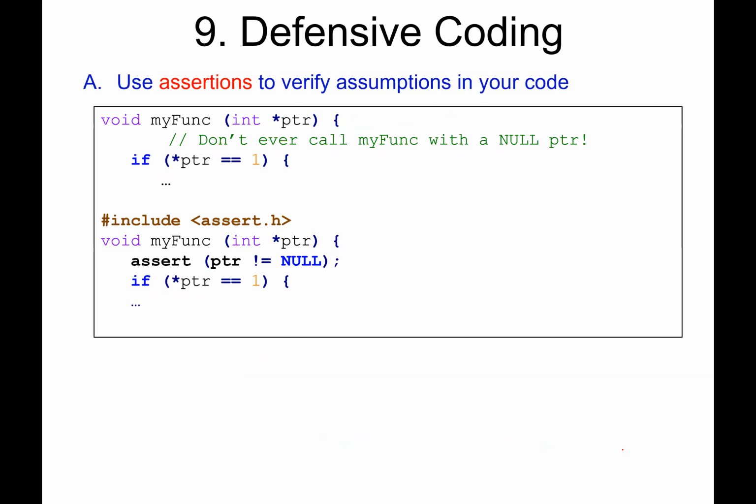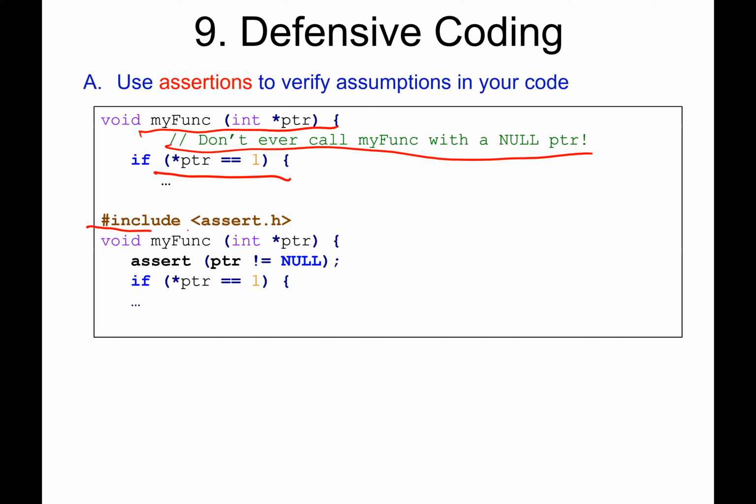A slightly more advanced technique is called defensive coding. In your code, you can write extra statements to make sure your code crashes and tells you if something weird happens. So here's a function that takes a pointer, and I put a comment in saying, don't ever call me with a null pointer, because I'm going to dereference it and check if it's equal to 1. Instead of just commenting this, I can actually test for it whenever the program is run.